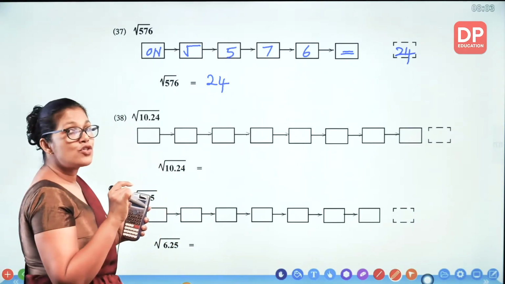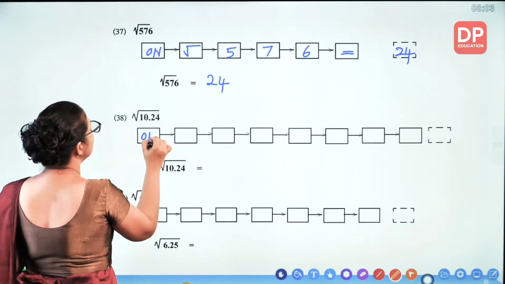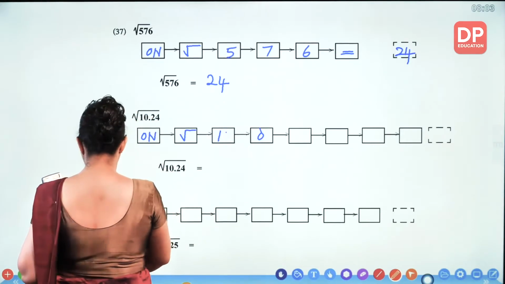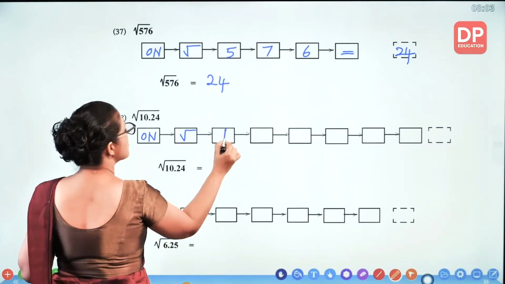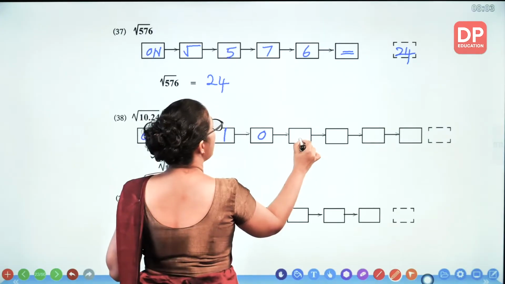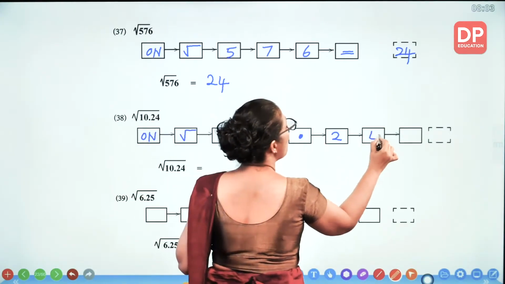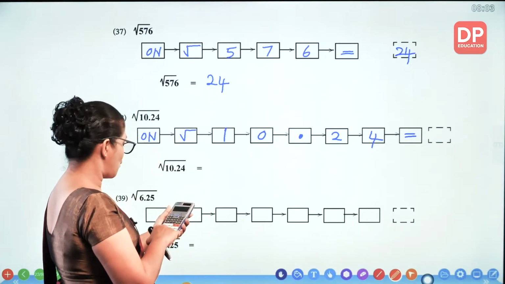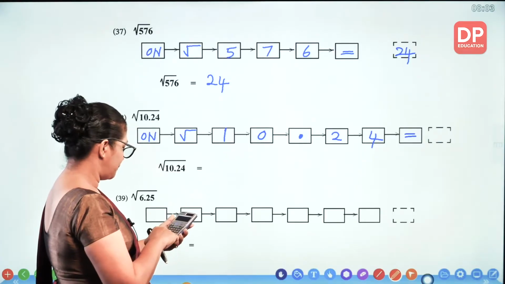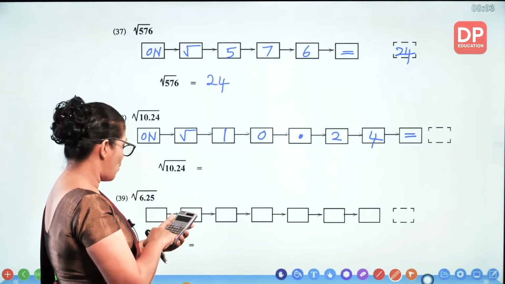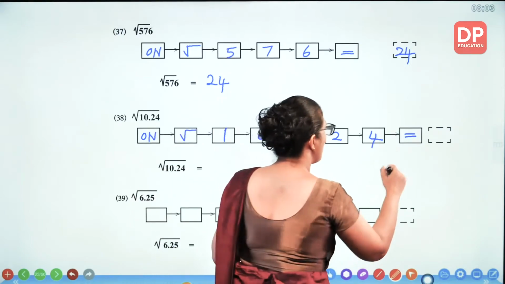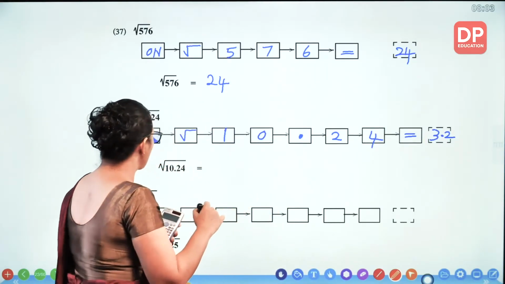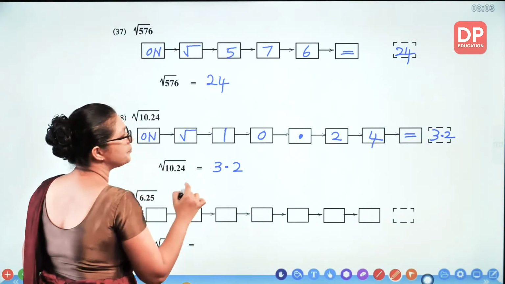Square root of 10.24. Switch on, square root of 10.24 and then equal sign. So square root of 10.24 is 3.2. So the answer is 3.2.